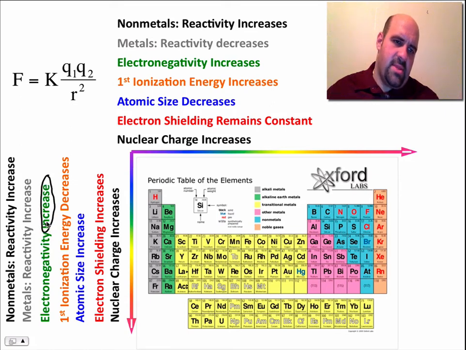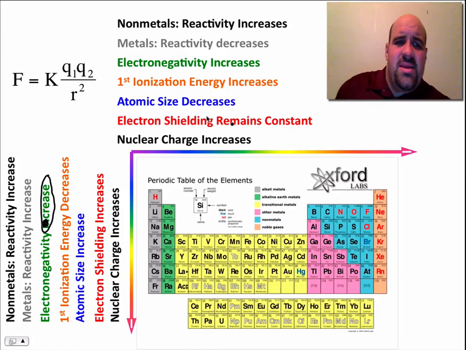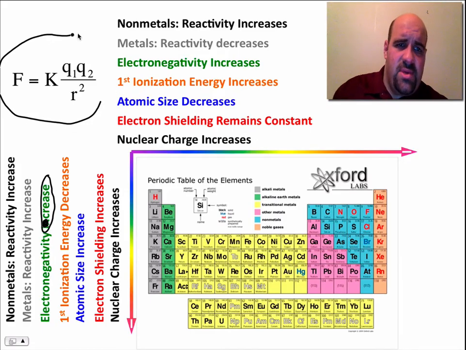Make sure that's decreases. So this is, I believe, our final slide, and there's a brief assignment on the next one. And I put Coulomb's law here again because it is super, super important in chemistry.